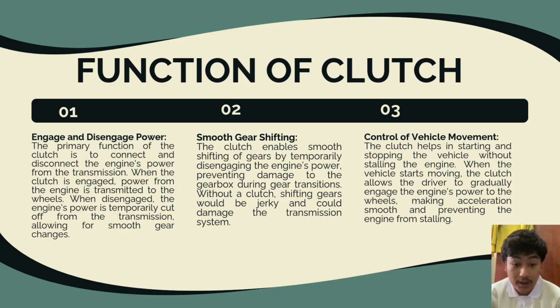Next, we go to the function of clutch. First is engage and disengage power, to connect and disconnect the engine power from the transmission. Second is gear shifting, shifting of gear by temporarily disengaging the engine power, preventing damage to the gearbox during gear transition. Third one is control of bicycle movement, helping in starting and stopping the bicycle without stalling the engine.